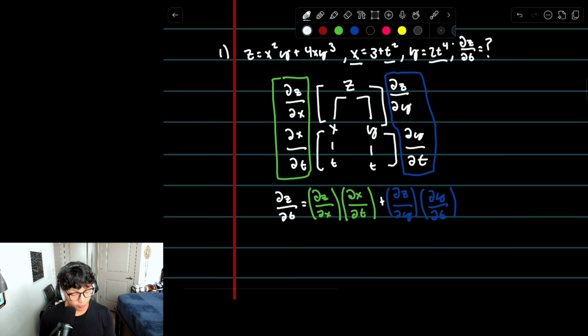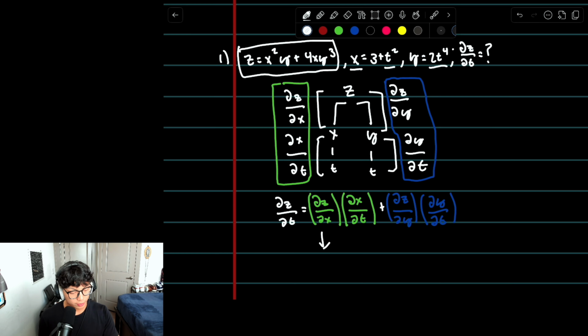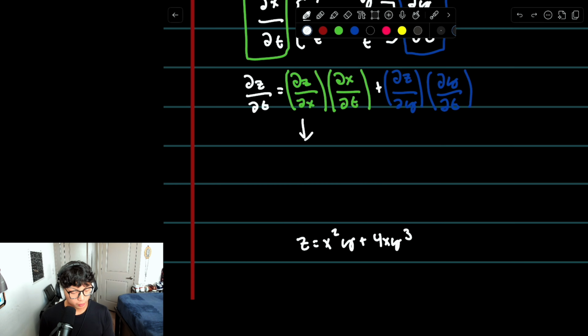And so given what we know, let's find the del of z over the del of x. If we take the partial derivative of z with respect to x, we'll treat y as the constant, as if it's like a number, like for example 6. And so I put the z down here, and all we do is take the derivative of x and leave y alone. So it becomes 2xy plus 4y cubed.